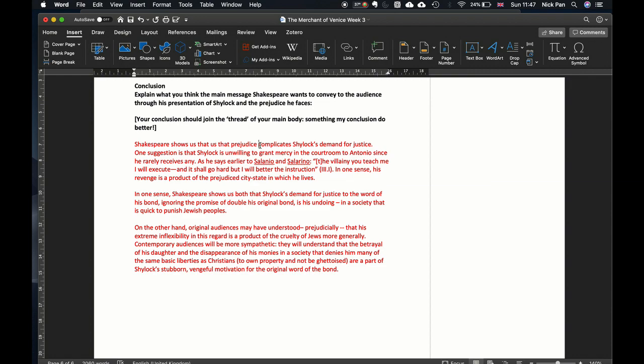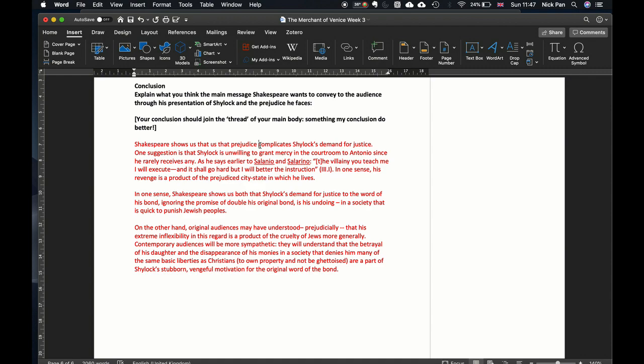In one sense, Shakespeare shows us that Shylock's demand for justice to the word of his bond, ignoring the promise of double of his original bond, is his undoing. It's his kind of fatal flaw. And that's in a society that is quick to punish Jewish peoples and denies them their fundamental humanity, denies them the right to own property, as well as many other freedoms as well. So they must be in the ghetto after dark. They must wear a red hat, as you'll see if you watch some adaptations.